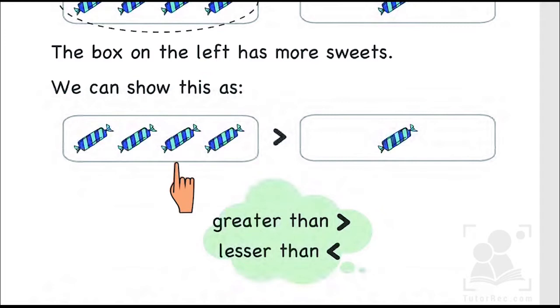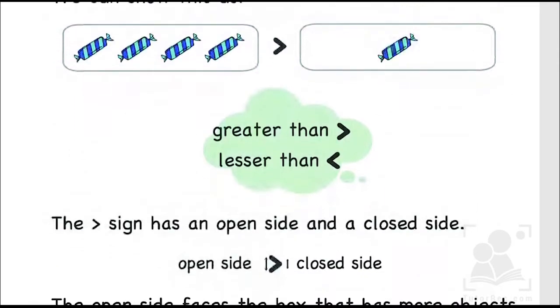So we are going to show the greater one with this sign. Since box number 1 has more sweets than the second one, this open side will be towards the number of objects that are greater and the closed side will be towards the lesser one. As you can see over here, this is the sign of greater than, and this is the sign of less than. So the object that is less will keep the closed side towards it.